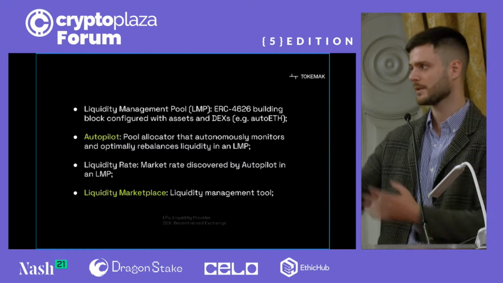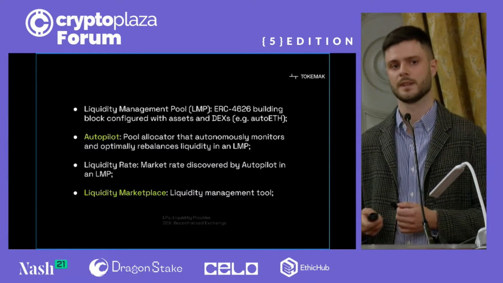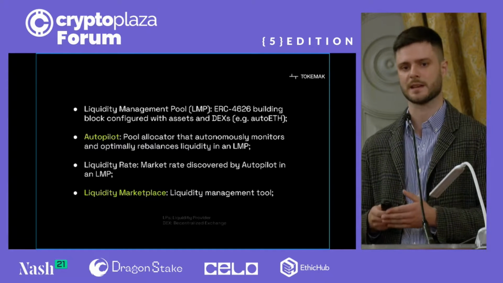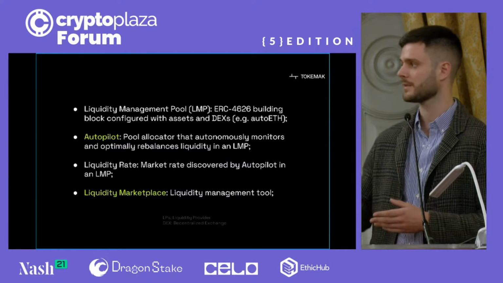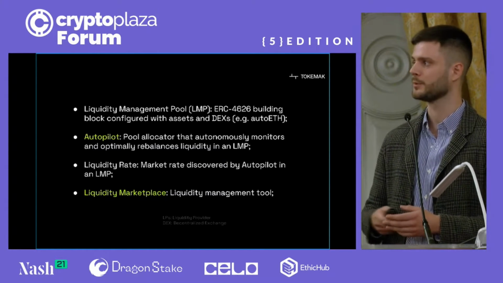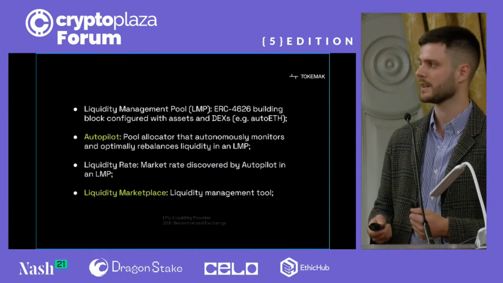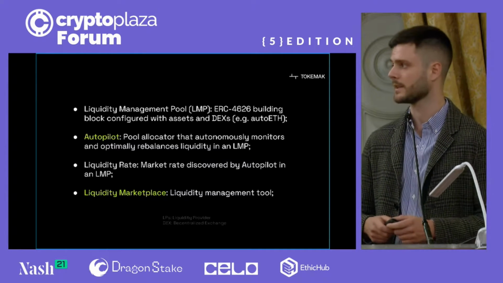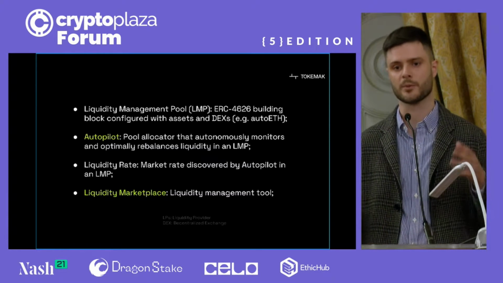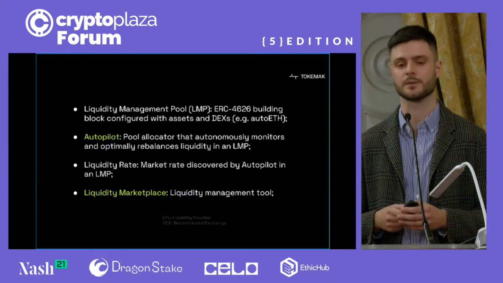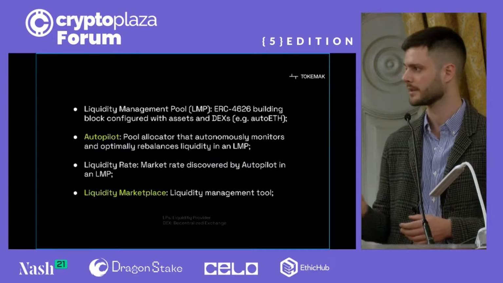The other part is complementary, meaning that the liquidity marketplace is a liquidity management tool that allows DAOs to essentially tap into any liquidity that is available on a given option set. So if a DAO wants to rent liquidity to a pool that exists on AutoETH, they just need to deposit the respective incentives, and the rate that they pay is the liquidity rate. And this is the market rate that is discovered by Autopilot in an LMP. And this doesn't exist in DeFi yet. We have a price for liquidity. It's true that you cannot rent liquidity unless it is present on an option set, but it's a game changer, in my opinion.